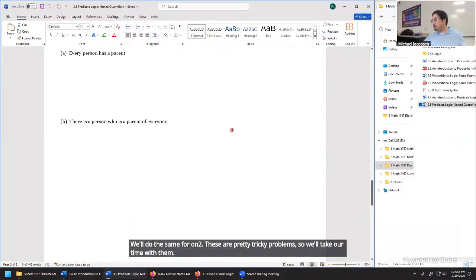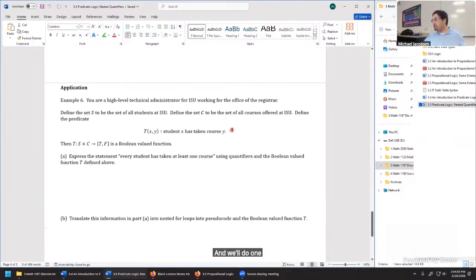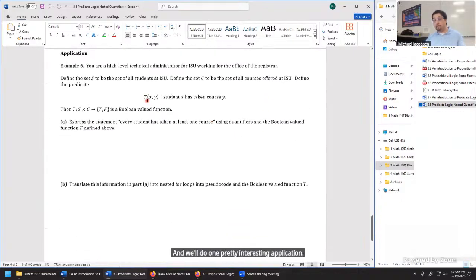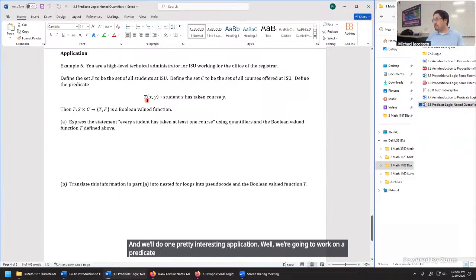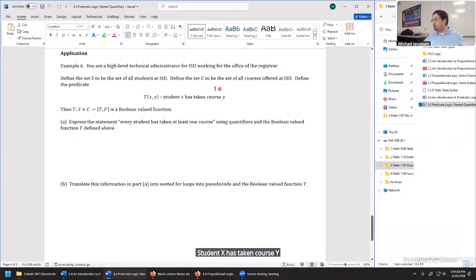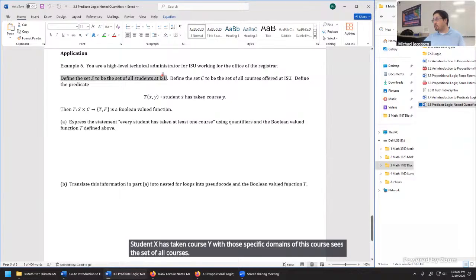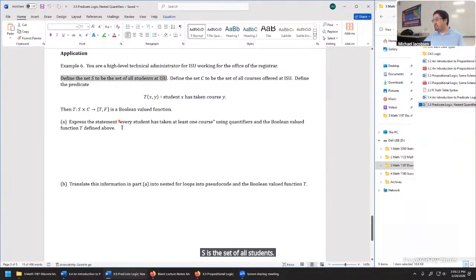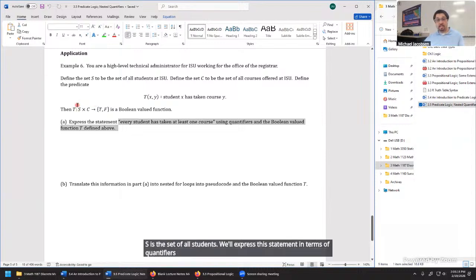And we'll do one pretty interesting application where we're going to work on a predicate valued function, T of x, y. Student x has taken course y, with those specific domains of discourse. C is the set of all courses. S is the set of all students. We'll express this statement in terms of quantifiers and the predicate function T.